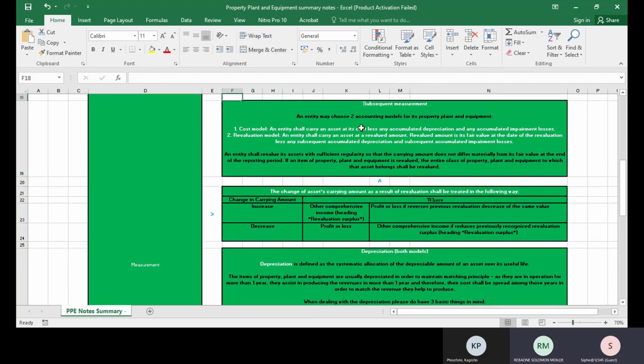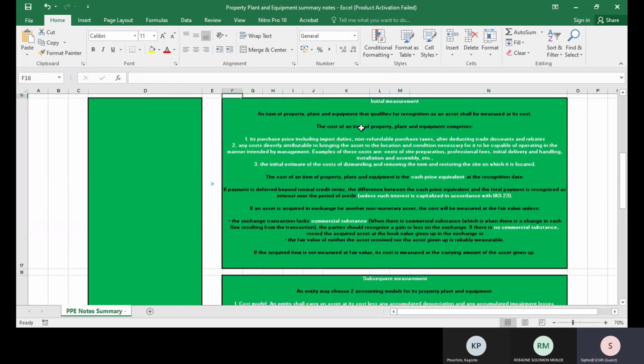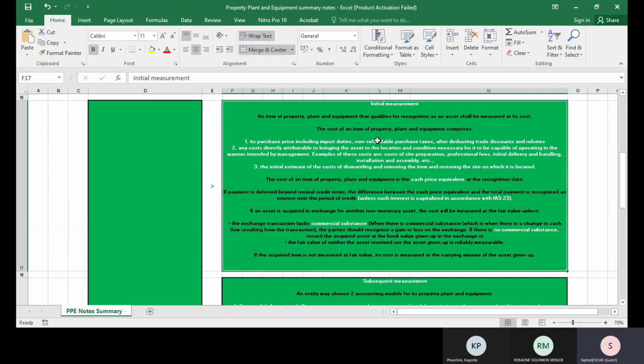Yes, what I've just taken you through now is the initial measurement. What I was explaining here is, initially, how do you measure the asset once you have recognized it? They are explaining that there are different cost elements that you need to take into account to measure the asset. So you must know, for exam purposes, all those cost elements, and they are listed in IAS 16.